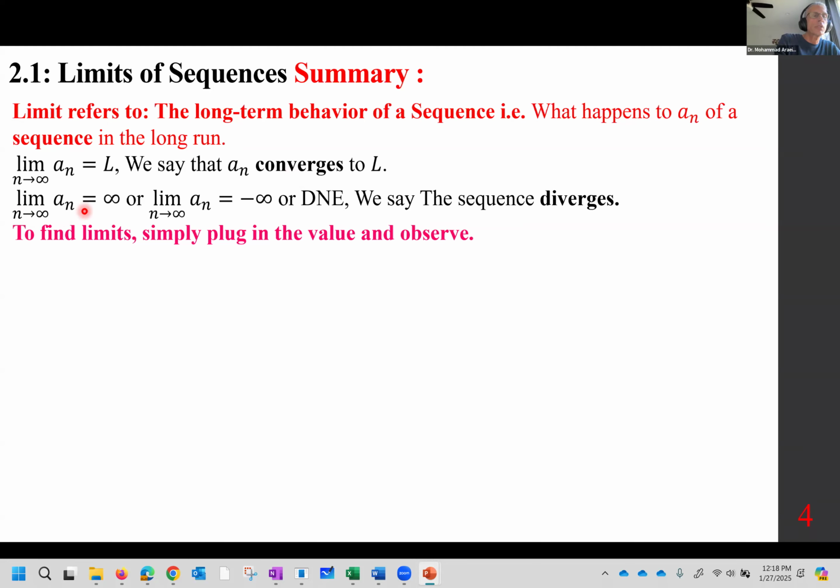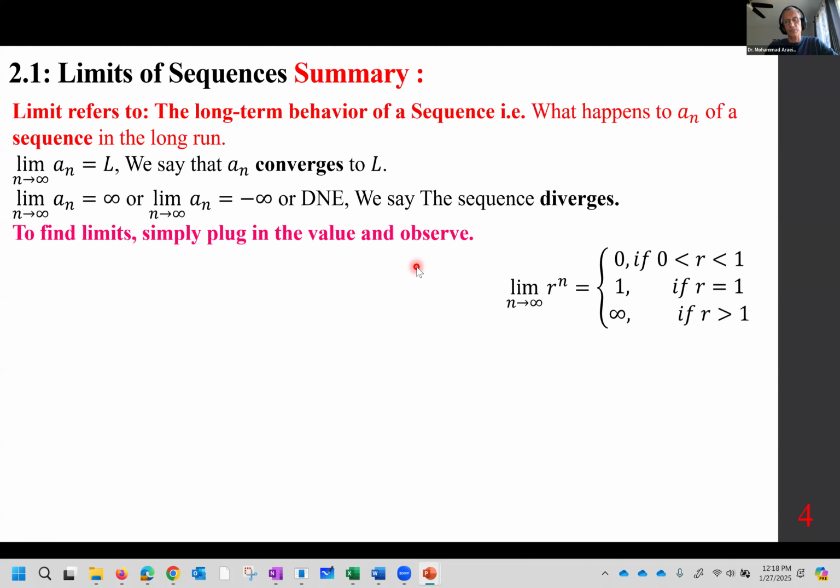Limit of a sub n as n approaches infinity is infinity, or limit of a sub n as n approaches infinity is negative infinity, or DNE, does not exist. We say that the sequence diverges. To find limits, simply plug in the value and observe. Couple of theorems we want to look at.